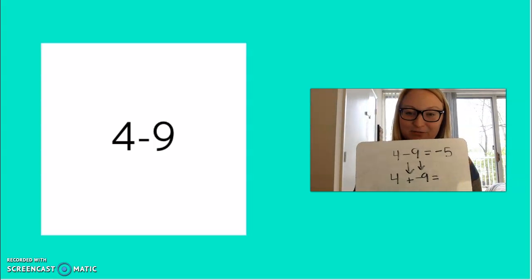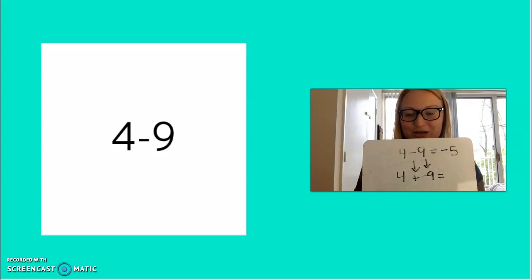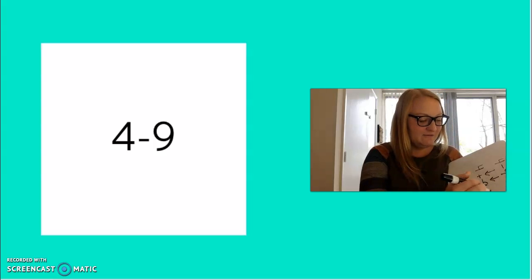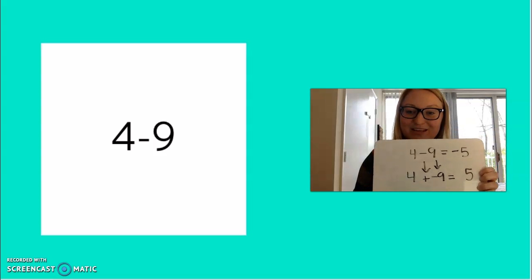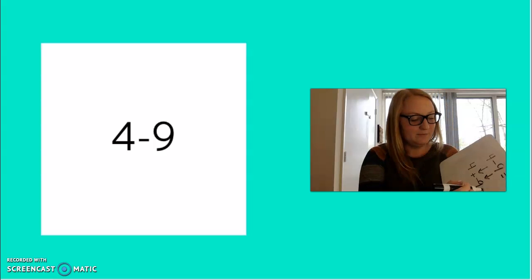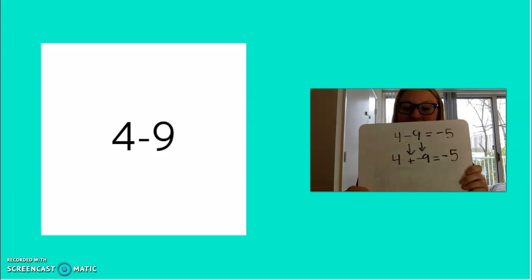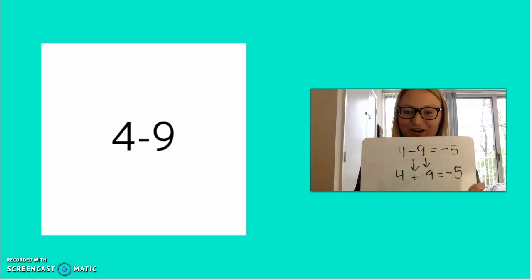That's a positive plus a negative. So I know what I'm really doing is subtracting and then keeping the sign of the number with the greatest absolute value. So 9 minus 4 is 5. And I'm going to keep the negative sign because negative 9 has a greater absolute value than 4. And what do you notice? My solution with both problems are the same.